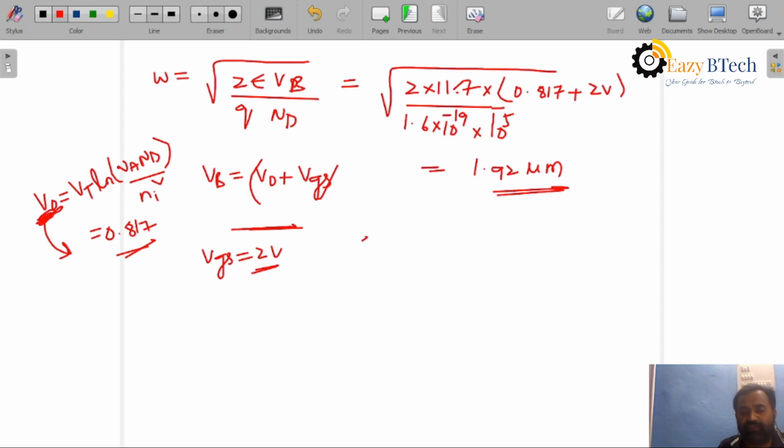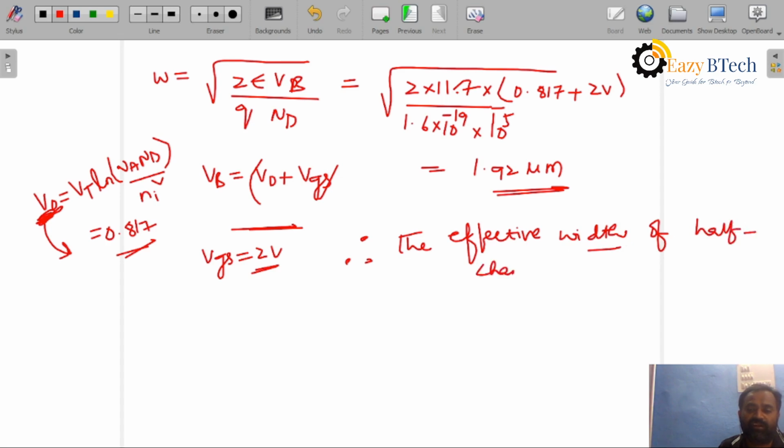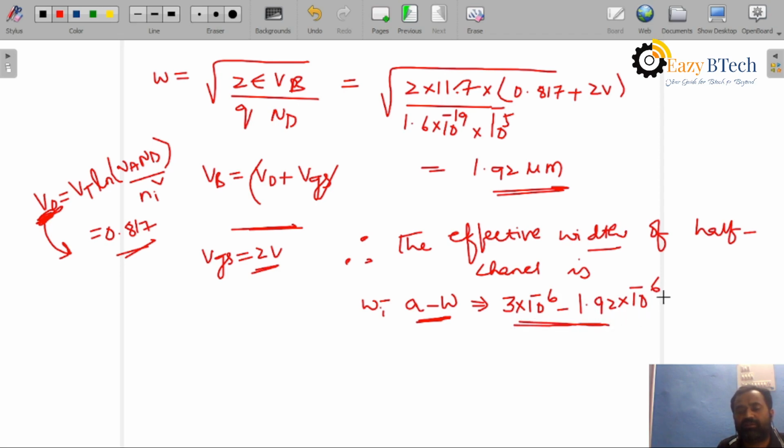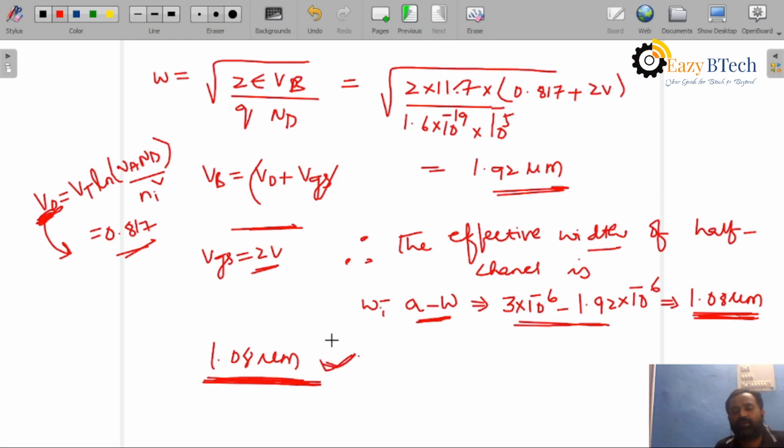Okay, students. Therefore, the effective width of the channel is A minus the width. What is A? The width expansion. A is 3 into 10 power minus 6 minus the width, 1.92 into 10 power minus 6. This is approximately 1.08 micrometers. The effective channel width is 1.08 micrometers. Okay, students, this is about pinch off voltage calculations.